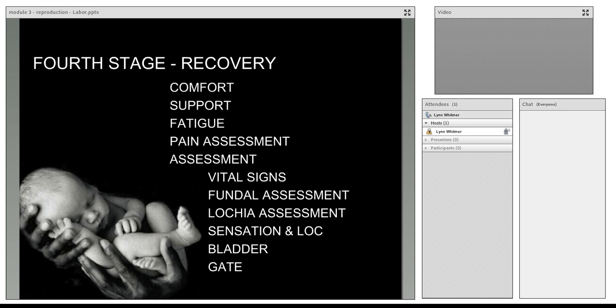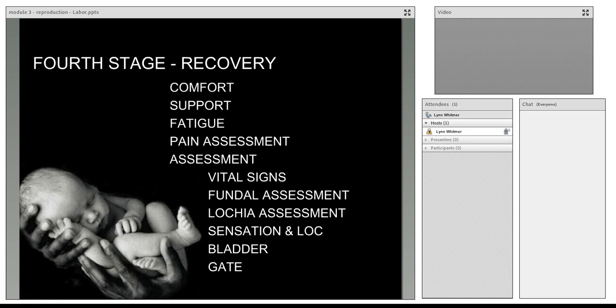We want to assess her sensation. If she had an epidural, is she starting to get some of the feeling back in her feet and in her legs? What's her level of consciousness? If she's had a big bleed, we want to ensure that she's still alert and oriented with us. Now, she might be very, very tired and fall asleep, which is fine, but make sure that she arouses easily.